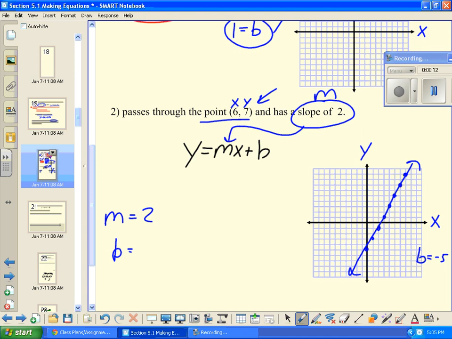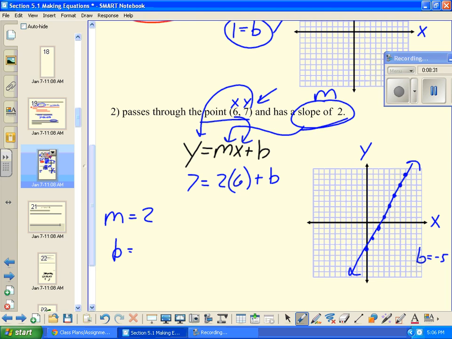But what I can do is plug in the things that we know right now. I'm going to plug 2 in for m. I'm going to plug 6 in for x, and 7 in for y. So what will this look like? Well, it'll look like 7 equals 2 times 6 plus b. That's me just plugging in the things that I do know from the information they give me.